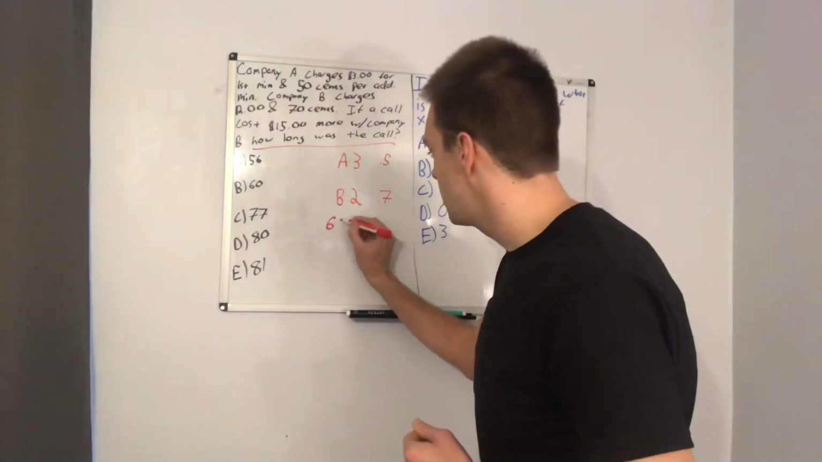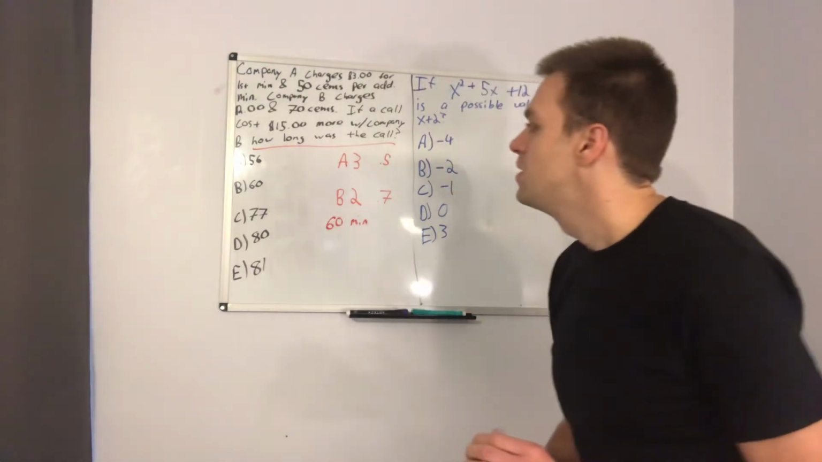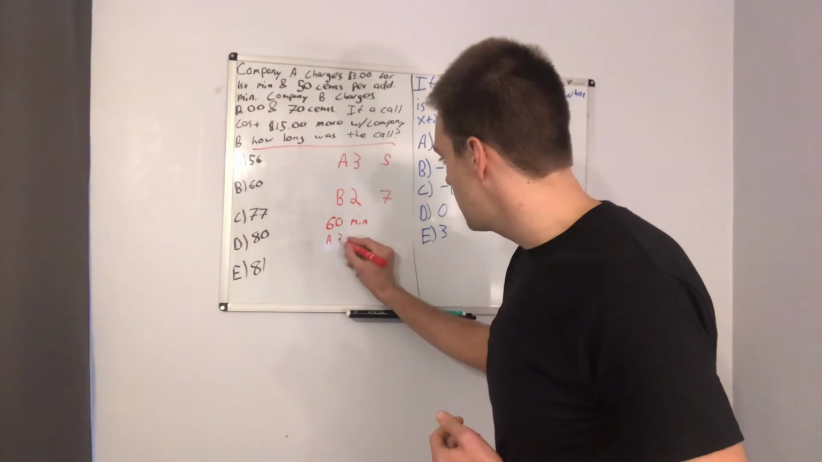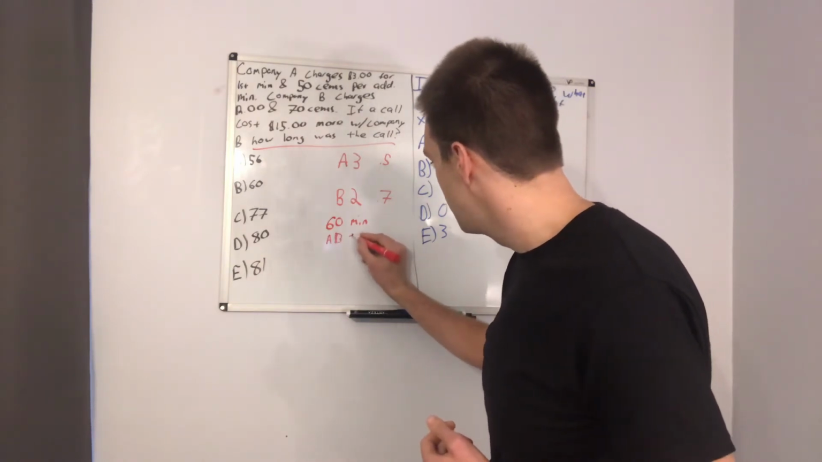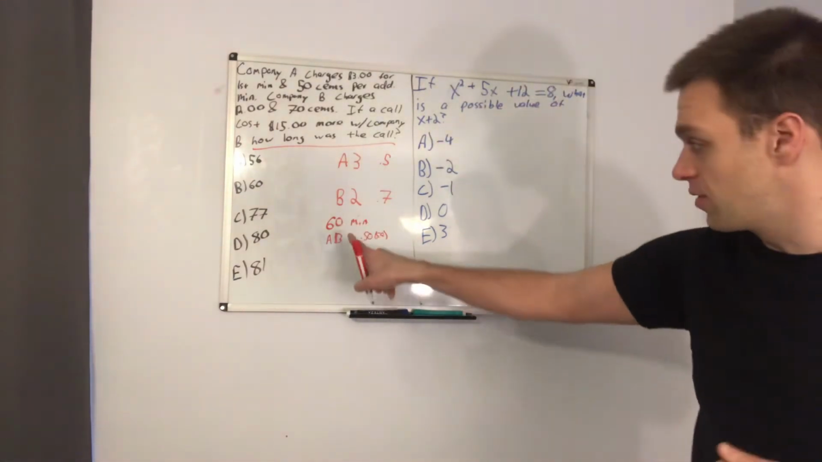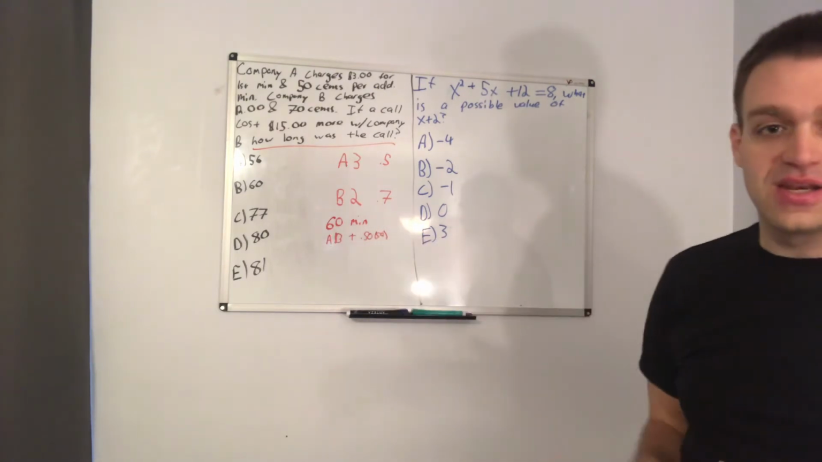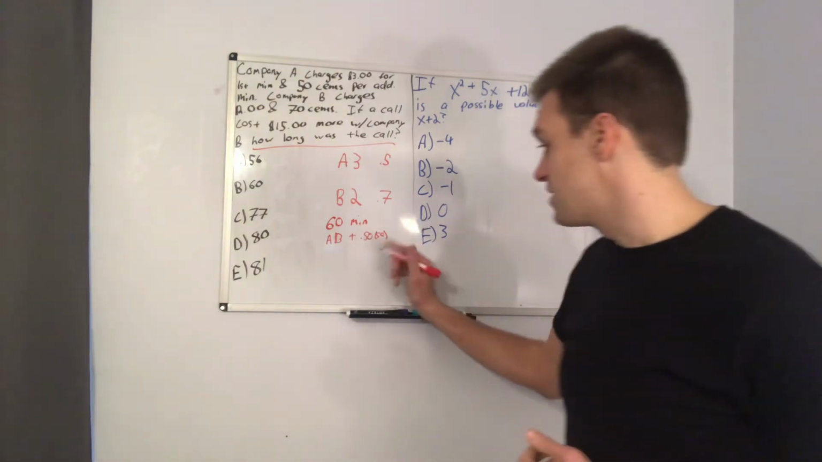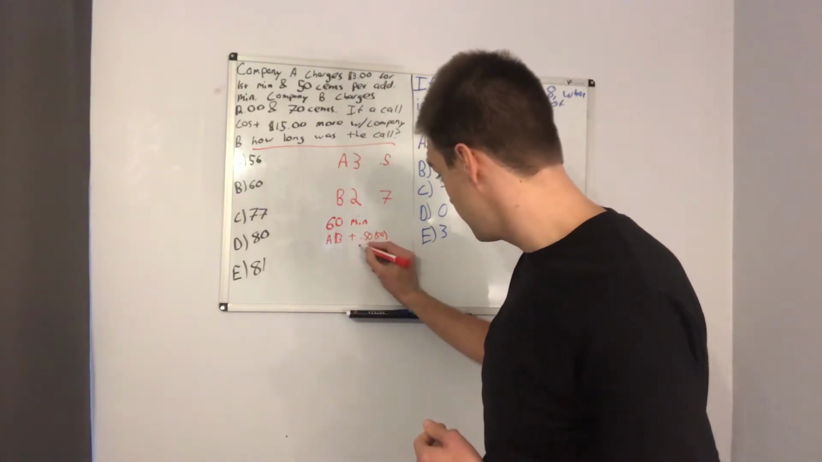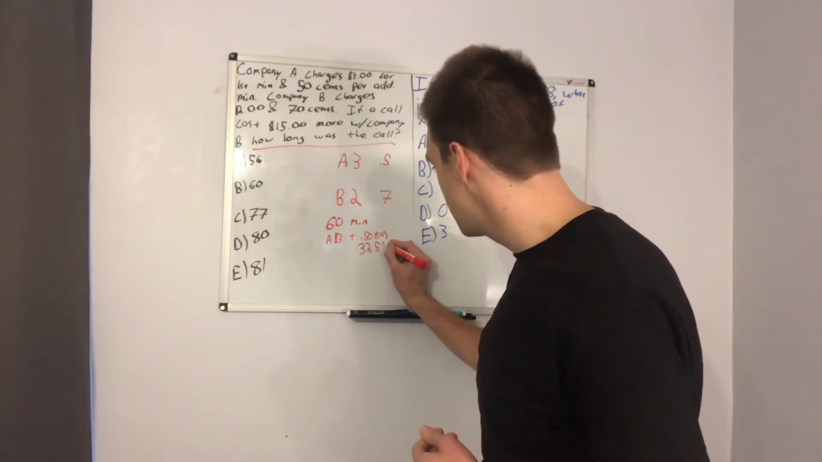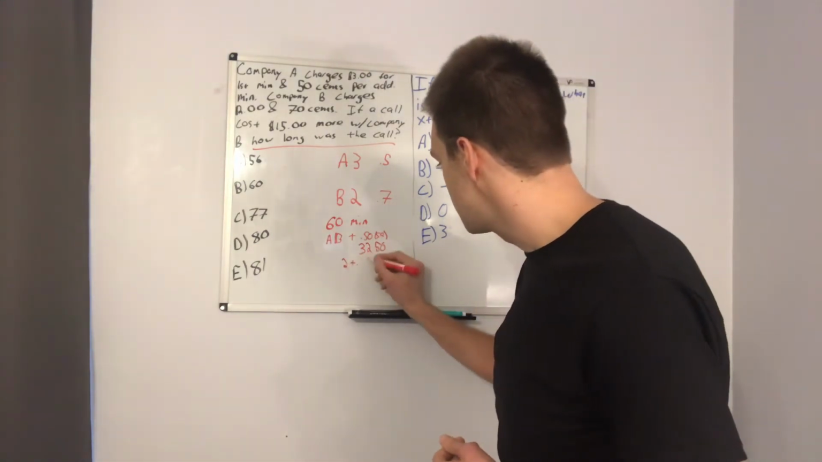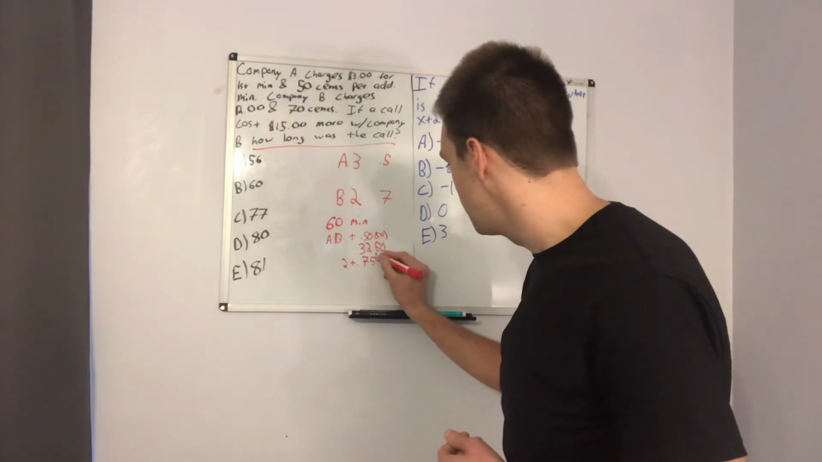So B says that the call is 60 minutes long. So if the call is 60 minutes long, we know that for A, it costs $3 plus 50 cents times 59. So we do need to be careful here because we know that the first minute is $3 and then each subsequent minute after that is 50 cents. So you can use your on-screen calculator for this, but this should give you $32.50. And for answer choice B, we would have $2 plus 70 cents times 59.